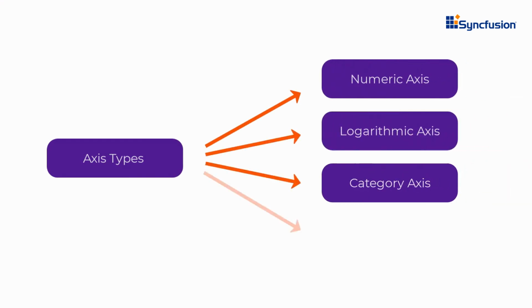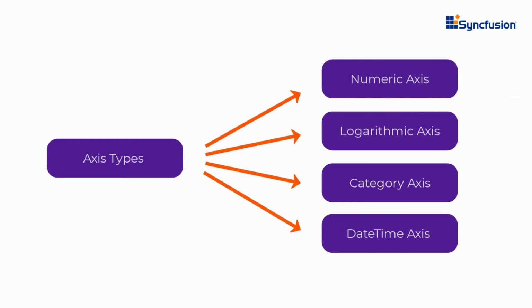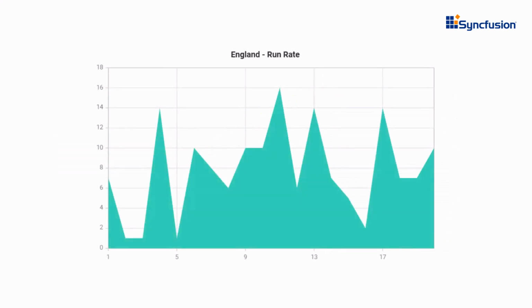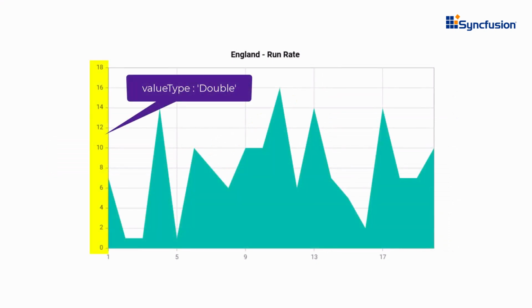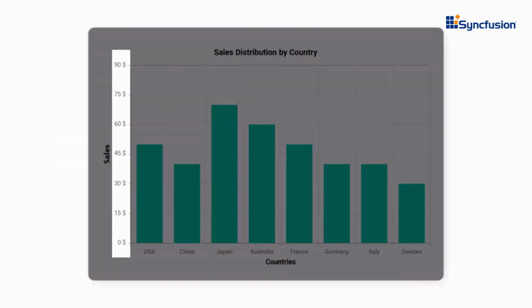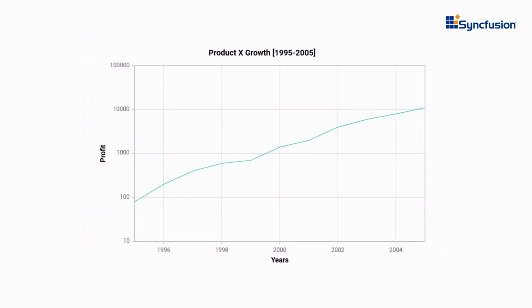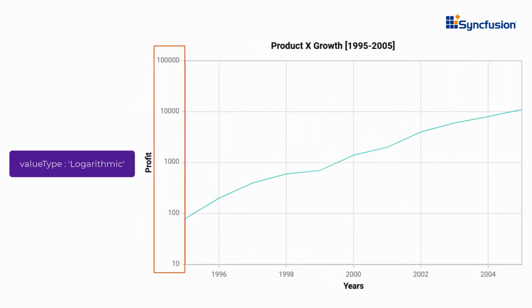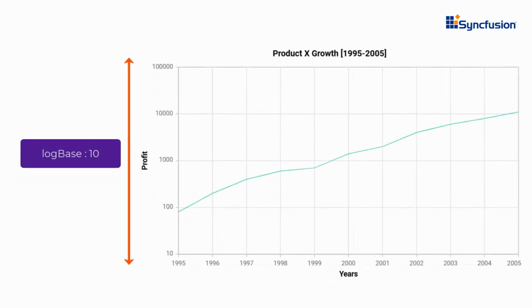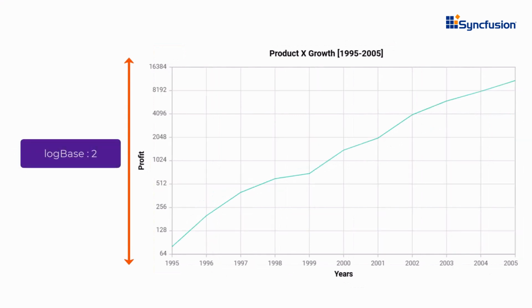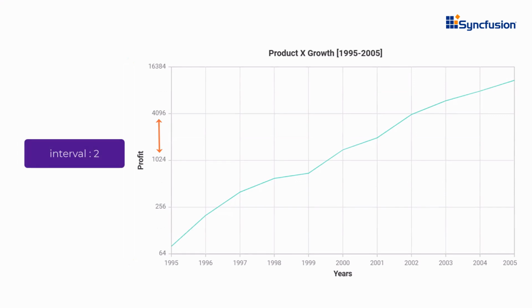Angular charts let you choose from several axis types using the valueType property. For standard numbers, set the valueType property as Double. It's perfect for values like sales or temperature. If your numbers range from small to large, then switch to Logarithmic. Control its scale using the logBase property, say base 10 or 2, and control how far apart each logarithmic step appears using the interval property.